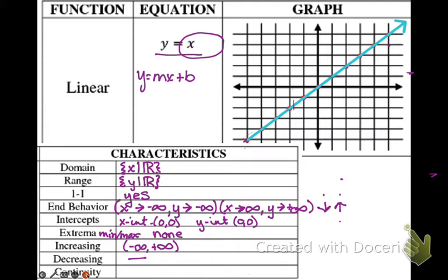Okay, continuity. Is it continuous? Yes. There's no holes. There's no breaks. There's no sharp turns. So it's yes.